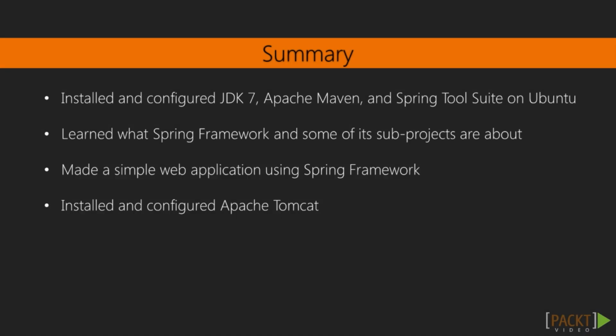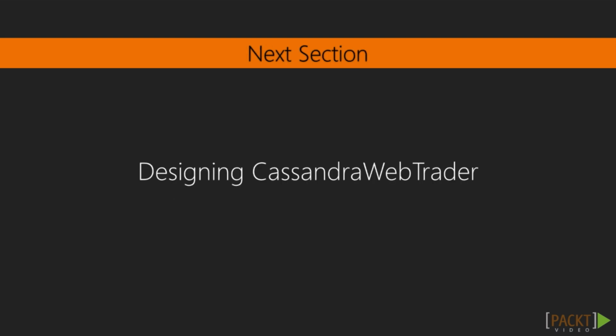In this section, we installed and configured our development environment. We installed JDK, Apache Maven, Spring Tool Suite, and Apache Tomcat. We also touched on the Spring Framework and its large number of subprojects, and even used them to build a very simple web application. In Section 3, we're going to start the design of our demo application, Cassandra Web Trader. See you there.